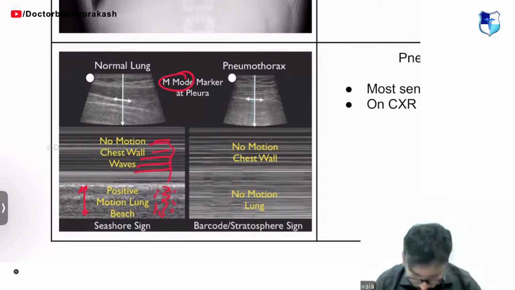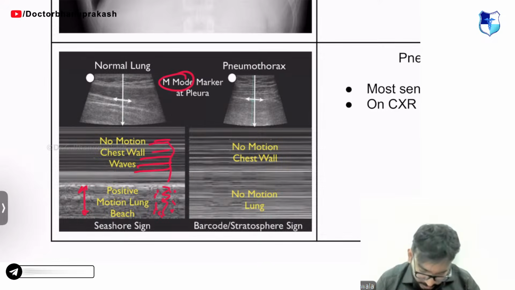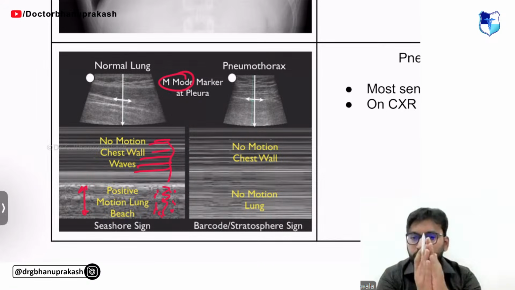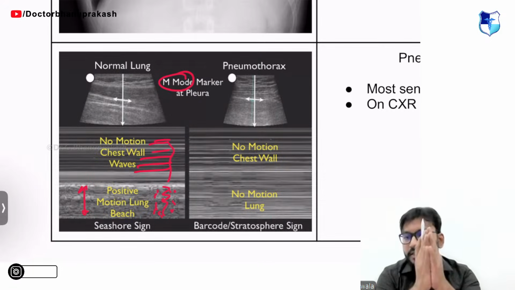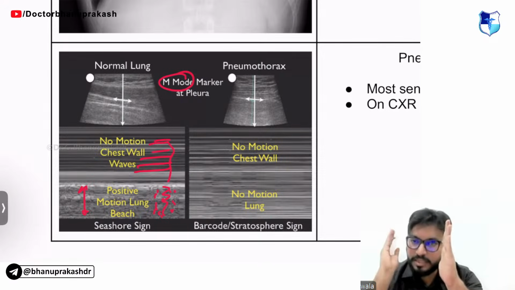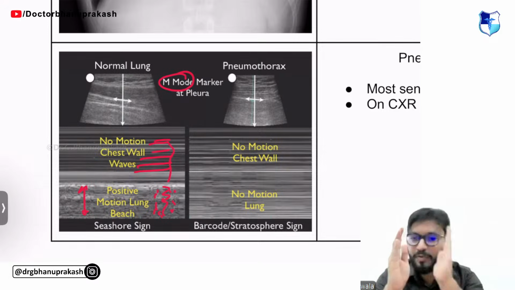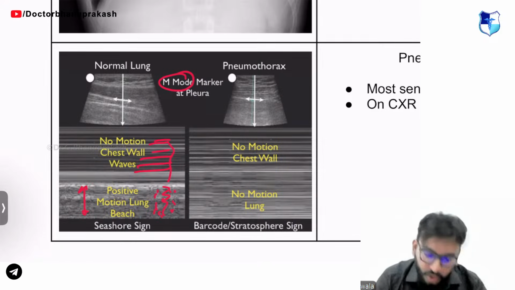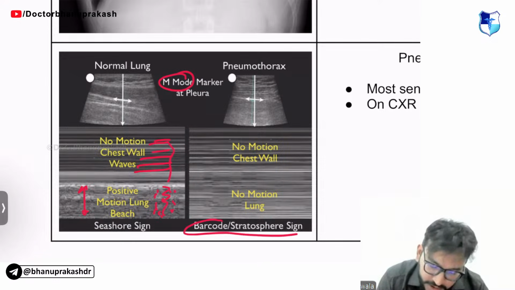This is normal. What happens in pneumothorax, guys? In pneumothorax, like I said, the lung is collapsed or there is air in the pleural cavity. The lung cannot move. The chest wall was stationary, the lung also becomes stationary. The chest wall was showing linear striations, the lung will also show linear striations. There is no beach-like granularity. The seashore sign is lost. And here what you see is a barcode or a stratosphere sign.